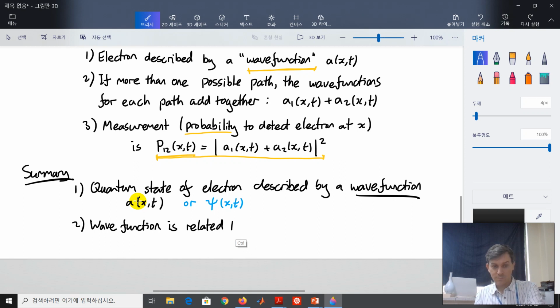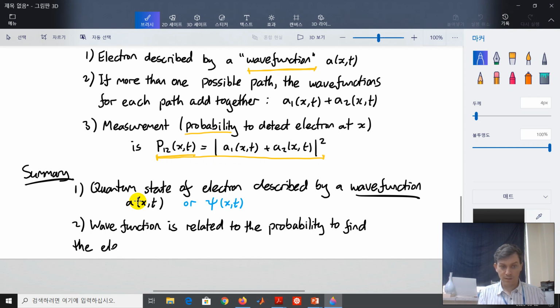So the probability to find the electron at a particular point. So in other words, the probability to find the electron at point x at time t is equal to the absolute value of the wave function at that point in time squared.